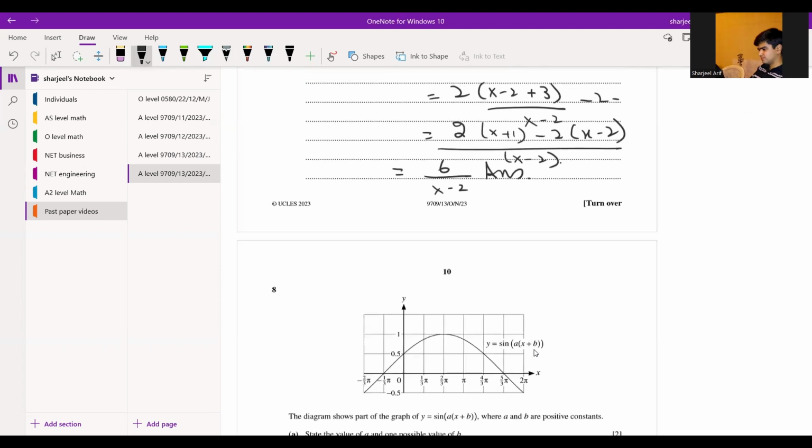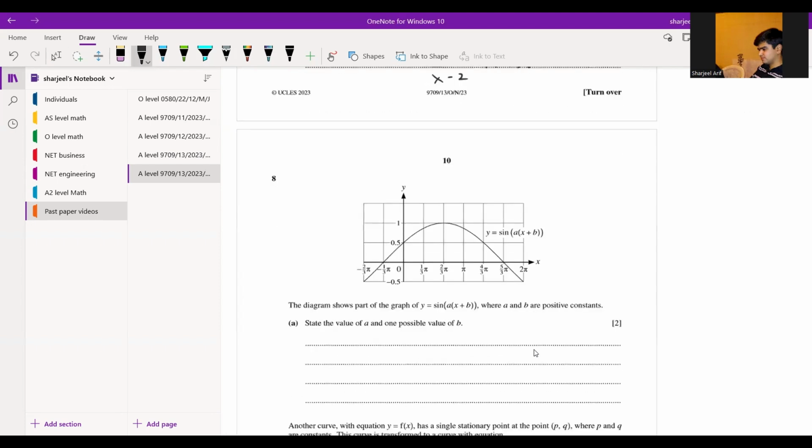Now look at question number 8. We have a graph of a trigonometric function. The diagram shows part of the graph y equal to sin(ax + b), where a and b are positive constants. We have to find the values of a and b. Okay, b represents horizontal movement. So the graph of sin x should intersect at 0, but it moves to the left. So this means b should be pi by 3.